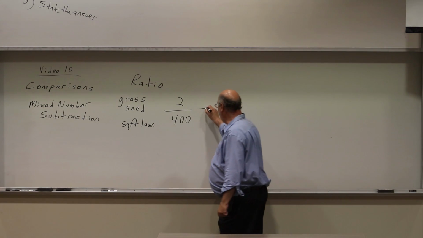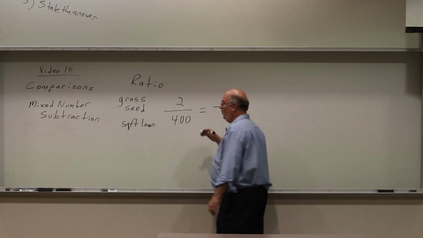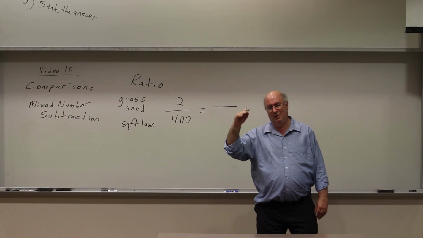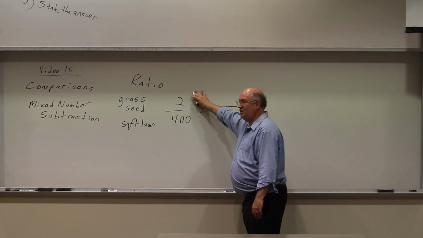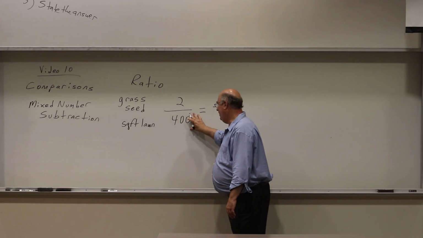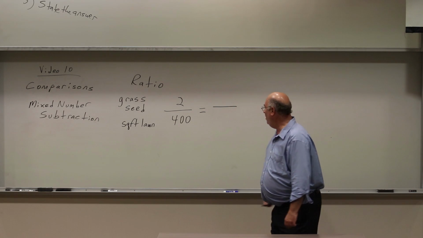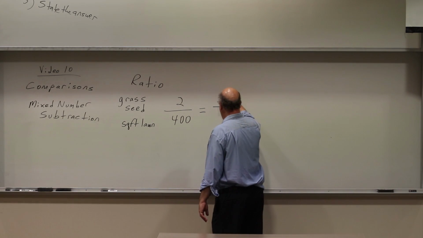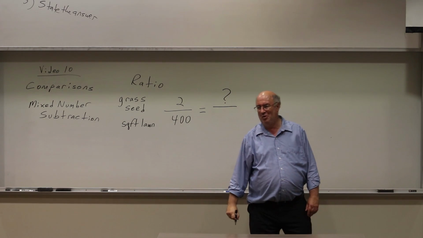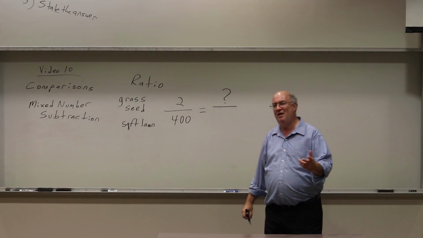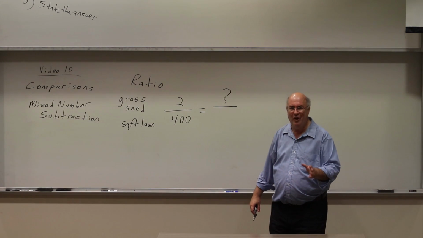When they start comparing to other things, we have to keep it in the same categories. So if grass seed is in the numerator, grass seed stays in the numerator, and in this case, square feet of lawn stays in the denominator. Right now, we'll put a question mark. Okay, if it's algebra, we don't have a question mark, we have a letter. A letter means we don't know.